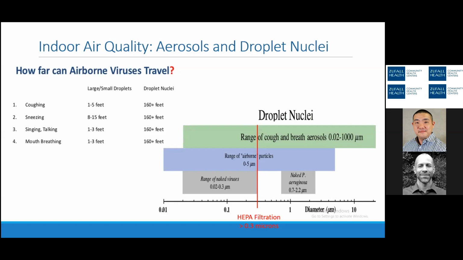And we can see that regardless of the source, these droplet nuclei can travel a very long distance, and they can stay suspended essentially indefinitely. So looking at this figure towards the bottom, we see that HEPA filtration devices typically only filter out particles larger than 0.3 microns. So this leaves essentially the virions or the naked viruses unfiltered, as well as a large fraction of the aerosols that are generated from coughing or breathing. So what's needed is a technology that's effective on very small contaminants, particles smaller than 0.3 microns.